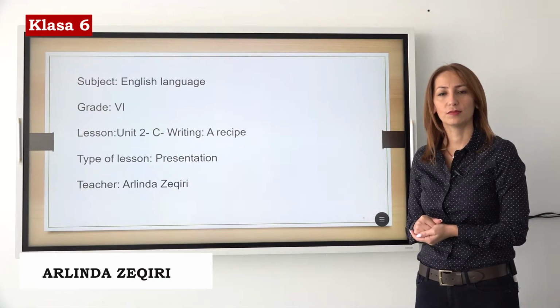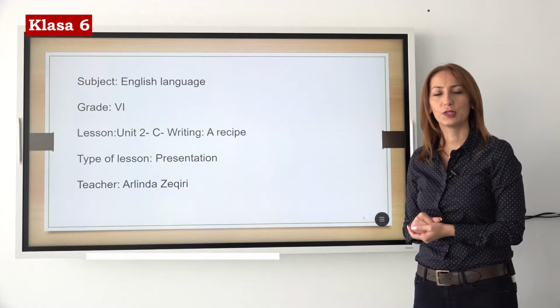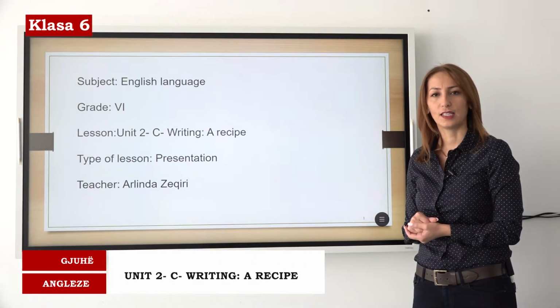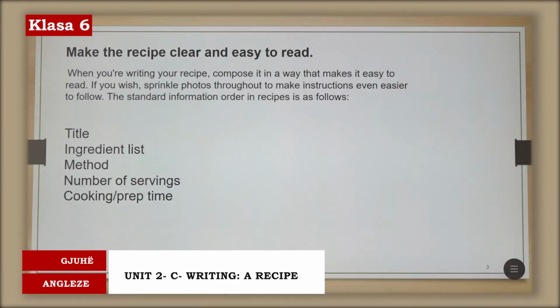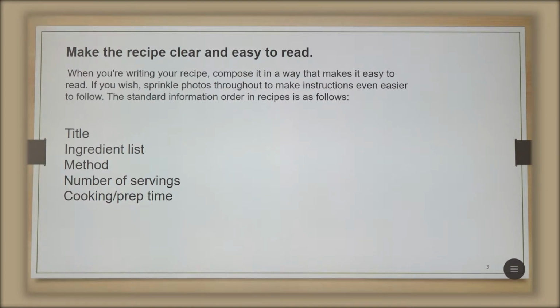In today's video, we will talk about how to write a recipe. So you will learn a few steps to consider when writing a recipe. I hope you'll enjoy it. When you write a recipe, you have to write it clear and easy to read. So when you're writing it, you compose it in a way that makes it easy for others to read. If you want, you can sprinkle some photos throughout to make instructions even easier for others to follow.